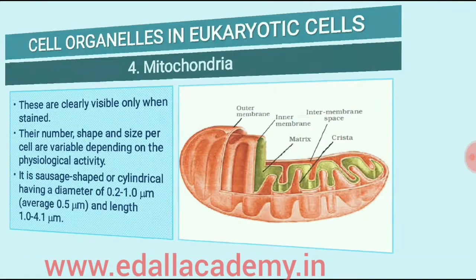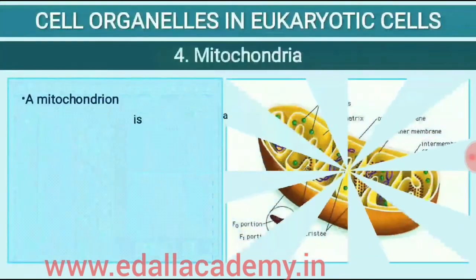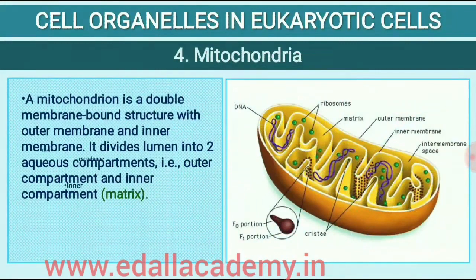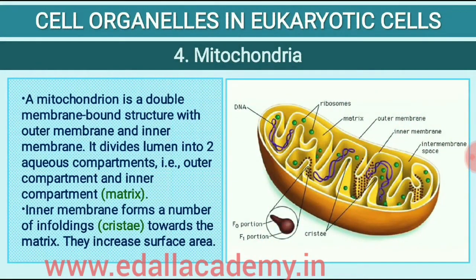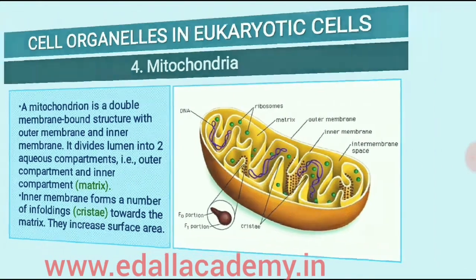Each mitochondrion is a double membrane-bound structure with the outer membrane and the inner membrane dividing its lumen distinctly into two aqueous compartments, that is, the outer compartment and the inner compartment. The inner compartment is called the matrix. The outer membrane forms the continuous limiting boundary of the organelle. The inner membrane forms a number of enfoldings called the cristae (singular: crista) towards the matrix. The cristae increase the surface area.